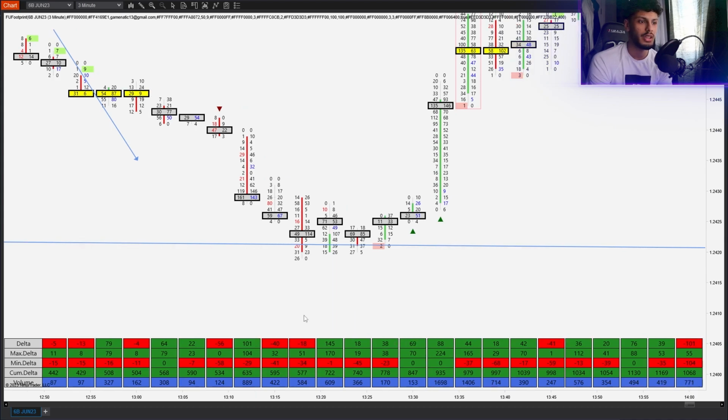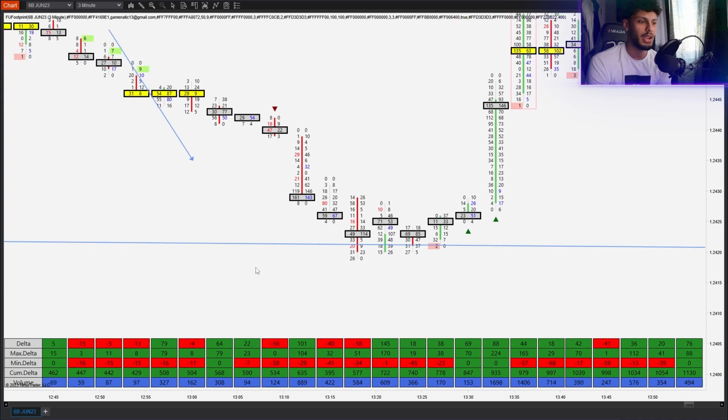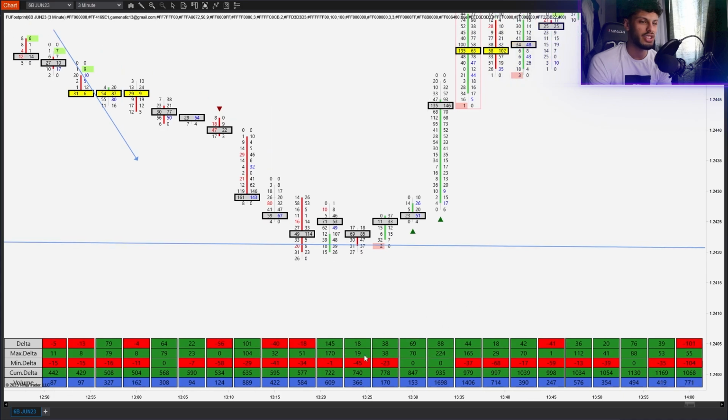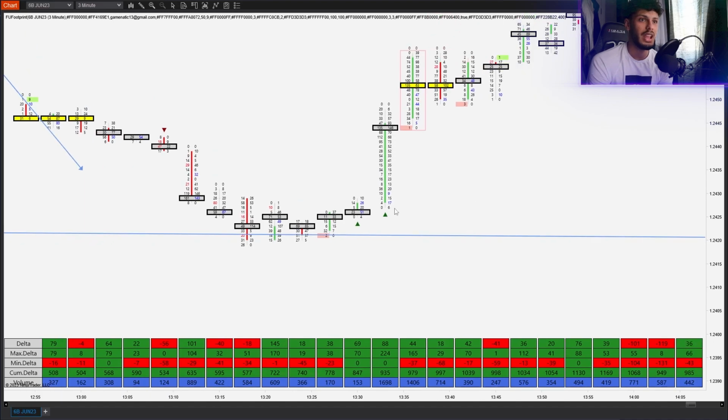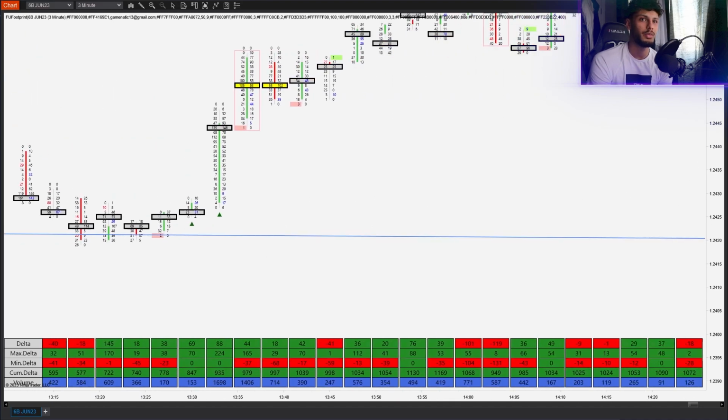And then straight away, look, all of the buying that was adding up here, and now the large influx of buying deltas, positive deltas, led to this nice move right there.